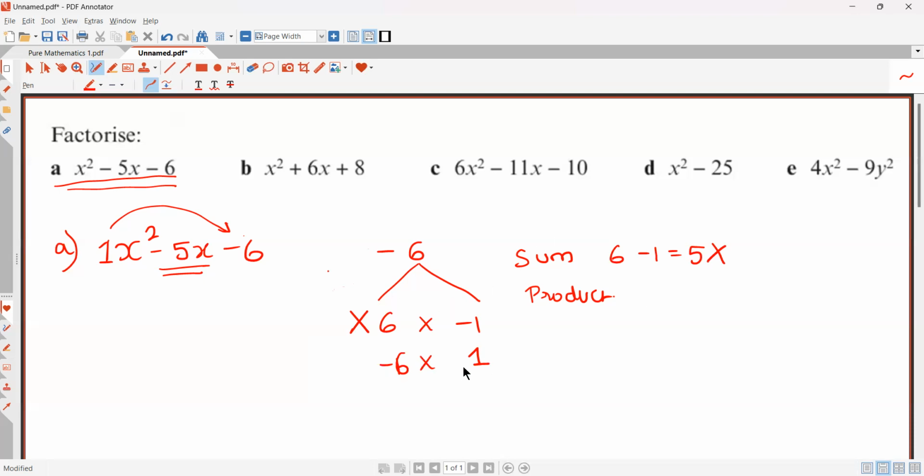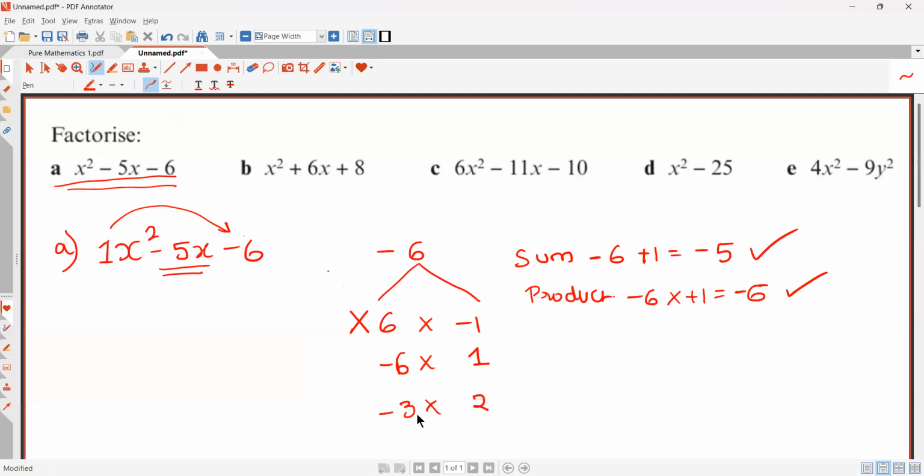Okay, -6 plus 1. If I do -6 plus 1, my answer will be -5. And also, if I do the product, -6 into +1, the answer will be -6 as well. You see, the product -6 matches and the sum -5 matches. This is the one I'm going to take: -6 and plus 1. So you could have done 3 and 6 also, right?